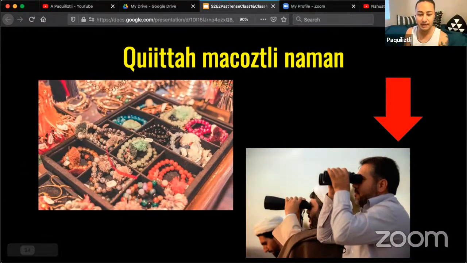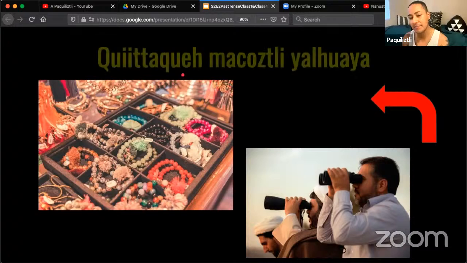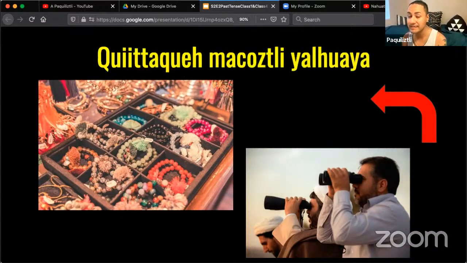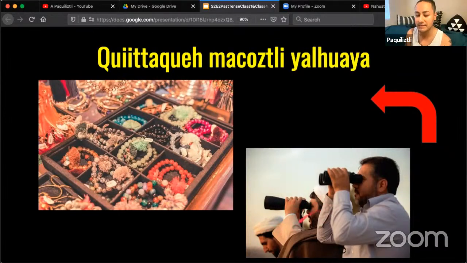Vale. Inin makostli. So, kenihki moilia ikatlempanok. Kiitake. Kena. So this quiitta becomes quiittaque. So naman quiitta yalwaya quiittaque macostli. Yalwaya quiittaque macostli. Why? Because there's more than one of them, right? It's not just one person, so it's not quiittac.